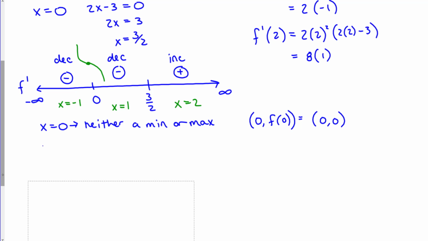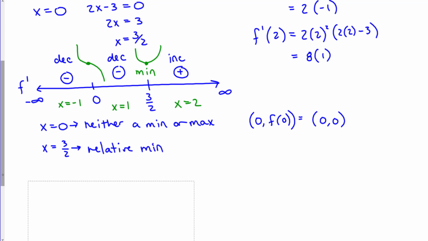Now at x equals 3/2, let's see what's happening there. So we're on an interval that is decreasing. We hit a relative extrema, but then it turns and it starts to increase. So there we had a minimum value. So we have a relative minimum at that point.